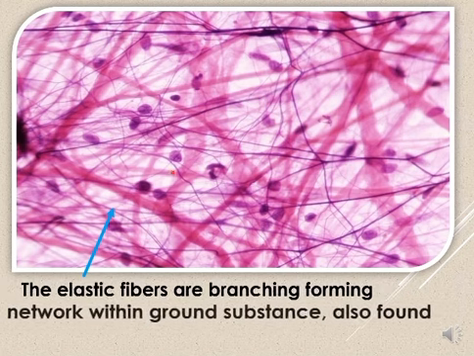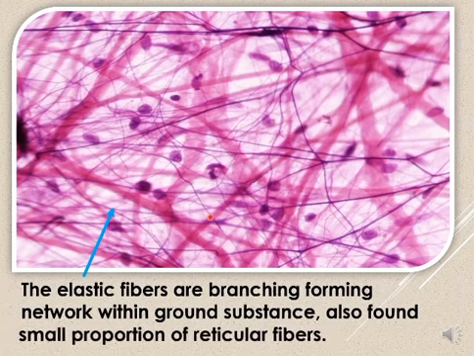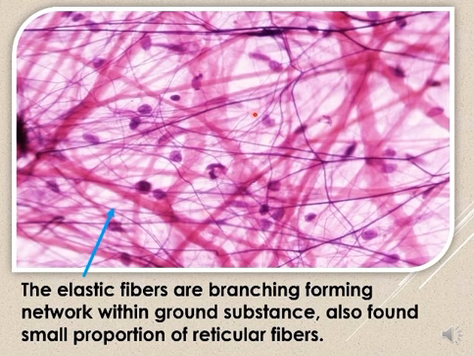The elastic fibers are branching, forming a network within the ground substance. هذه الخطوط اللون داكن هي elastic fibers اللي ذكرنا إنه دائما تكون بشكل single, wavy and branched. فنلاحظها single, not found as bundles, branching to form a network within the ground substance. Also there is a small proportion of reticular fibers، لكن هنا ما تظهر لأنه ذكرنا أنه reticular fibers need special staining.